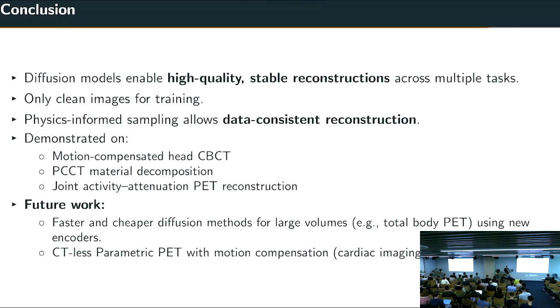And regarding future work, well, the future is uncertain, but at the moment we're considering faster and cheaper diffusion methods, for example, to process full total body PET imaging in high resolution using new types of encoders. We're also interested in parametric imaging and cardiac imaging with rubidium, for example, and also without CT, so in a joint activity and attenuation reconstruction framework.